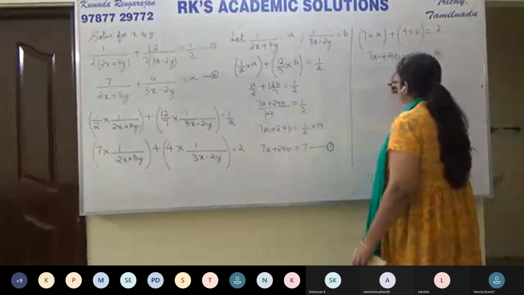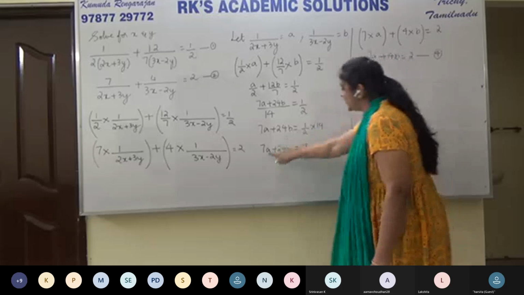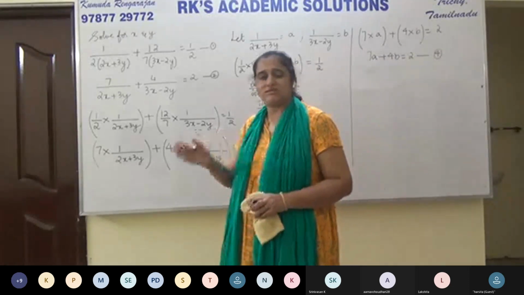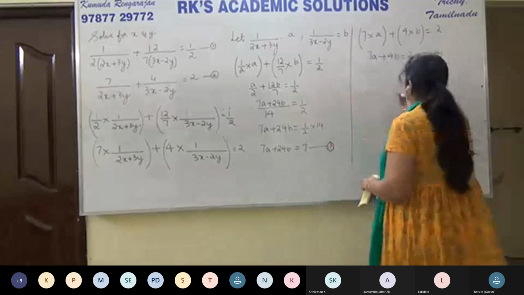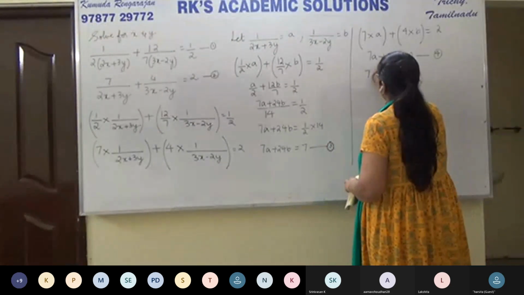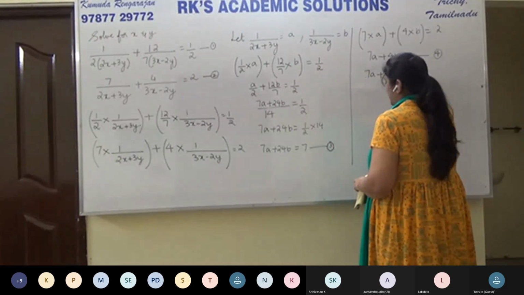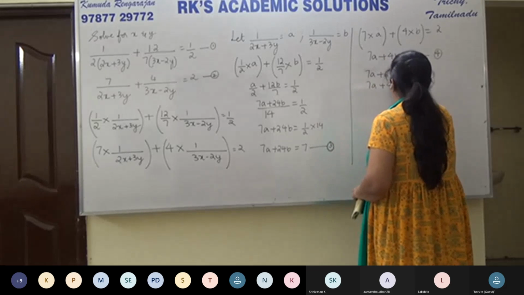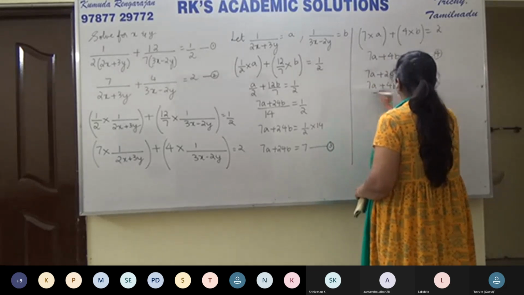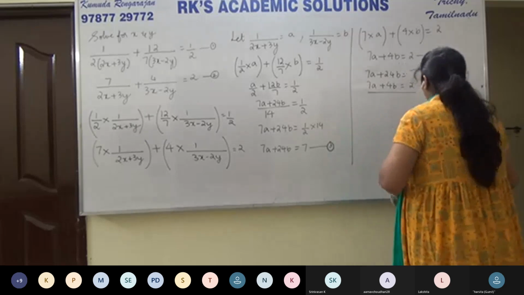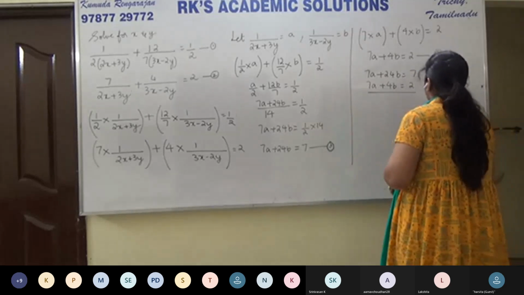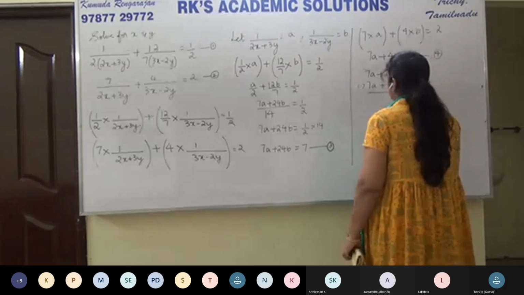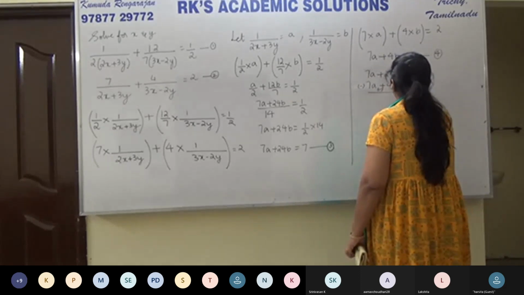So now let's do the elimination method because we have 7a and 7a. Elimination method will be easy here. You simply have to change the signs and cancel out 7a and 7a. So see here, 7a plus 24b is equal to 7. This is the third equation. 7a plus 4b is equal to 2 is the fourth equation. We are solving equations 3 and 4. Change the signs because 7a plus 7a is 14a, so we have to change the signs throughout.